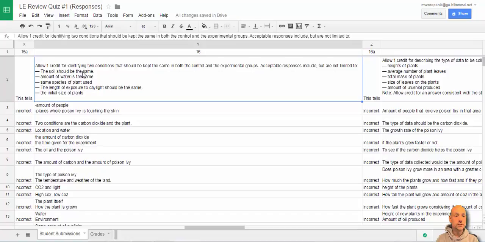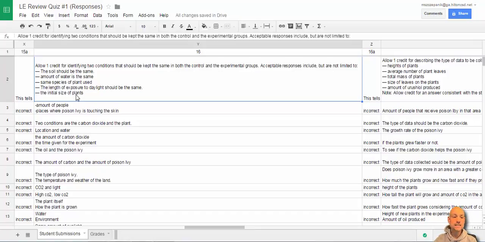The soil should be kept the same. The amount of water is the same. The same species of plant used is the same. The length of exposure to daylight should be the same. The initial size of the plants. I also took things like the temperature, the amount of time that the plants were there, the number of plants I took, the amount of soil, or the size of the pot. The space it had to grow.